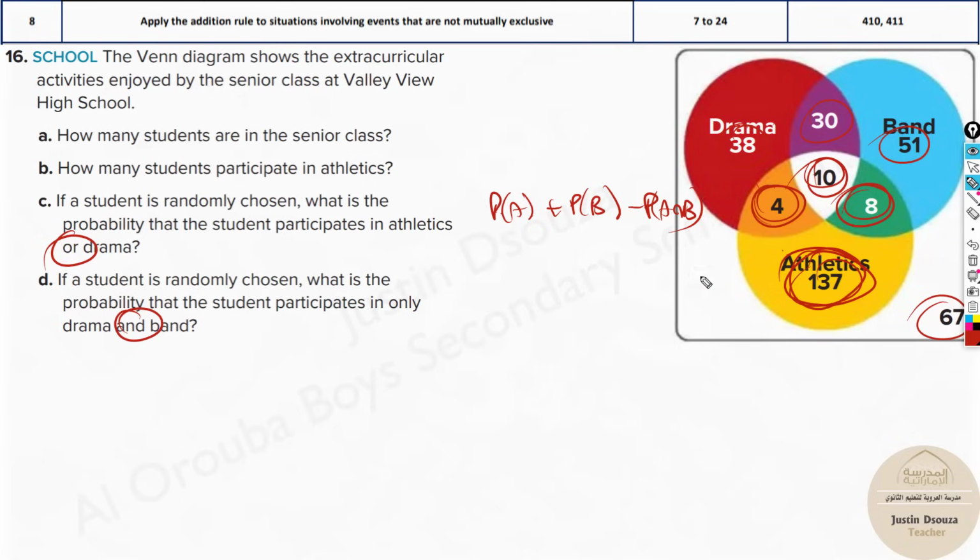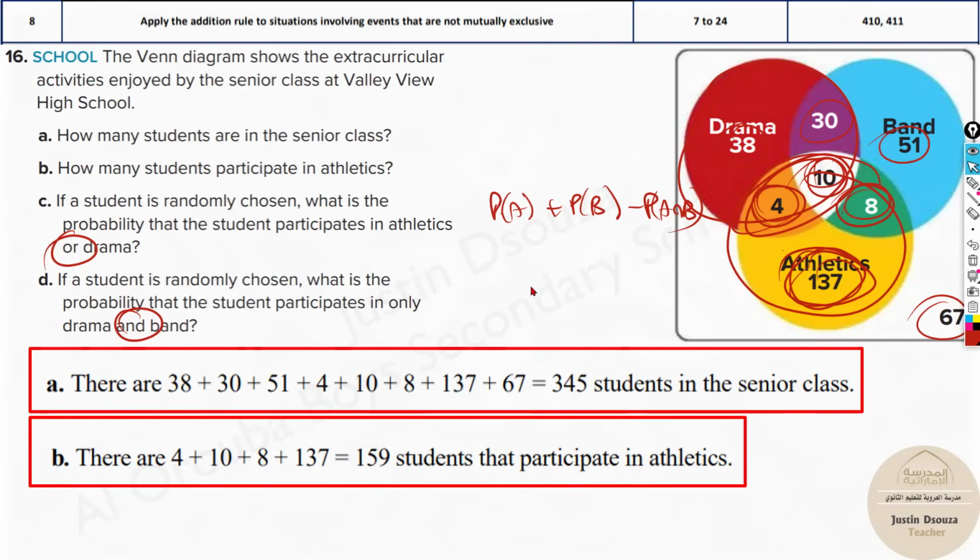So you need to now find how many do athletics and how many do drama. For athletics, you need to add all the circle. For drama, all this circle. And then subtract from the students who do both. Which are those? This one, 4 and 10. Now I'll just show the answers and I'll go through it because we need to solve them.